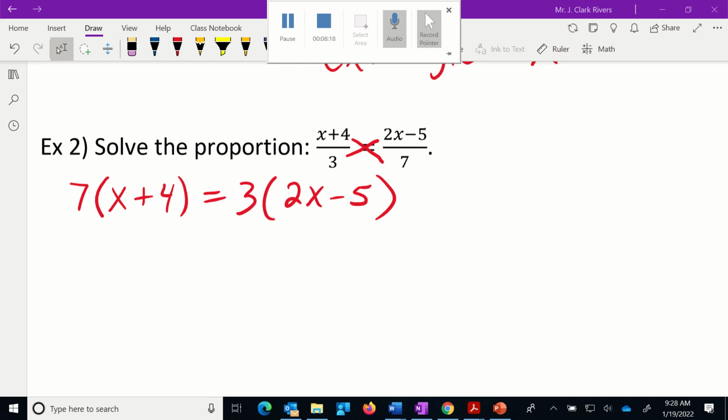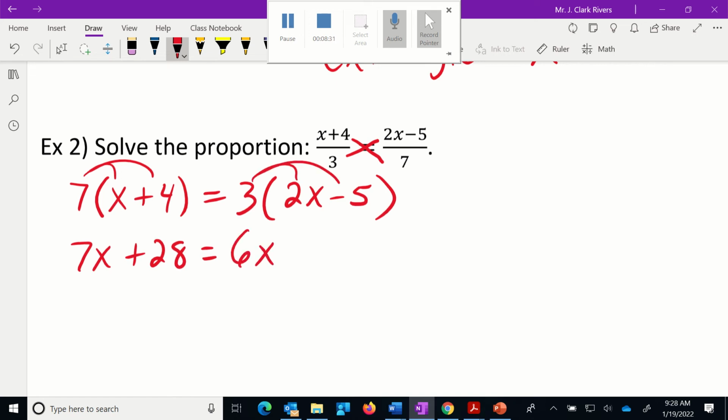Distribute the 7. All right, so we'll distribute the 7, and we get 7x plus 28 is equal to, what do I do on the right side? Distribute the 3. We get 6x minus 15. And let's solve for this. We subtract 6x on both sides. We get x equals, subtract 28 from both sides, negative 43. And yes, x equals negative 43.